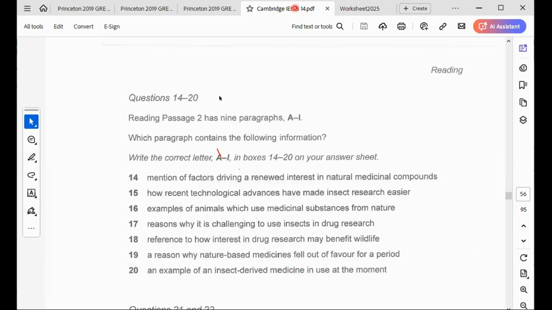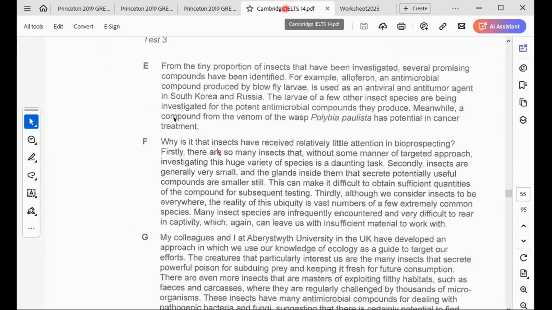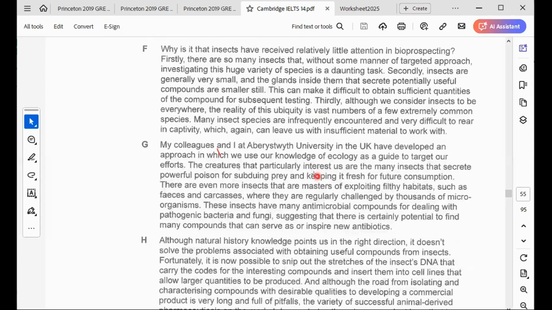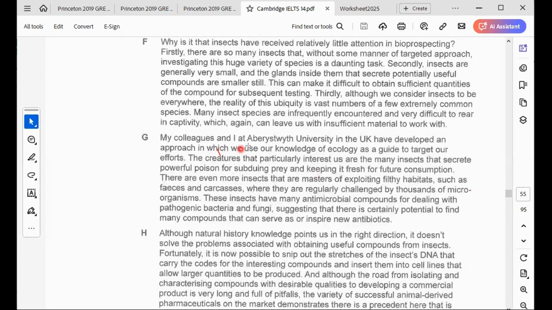Okay, so I'm left with 15. How recent technological advances have made insect research easier? Paragraph F, why is it that insects have received relatively little attention? Okay. Why? I don't think the answer is here. Paragraph G, I've read this paragraph before.